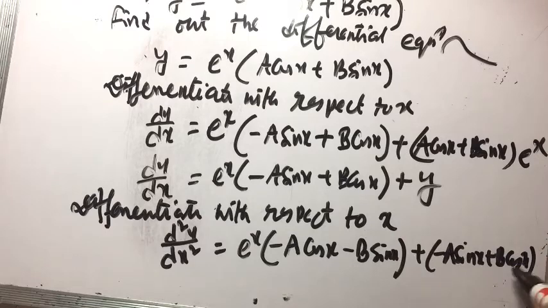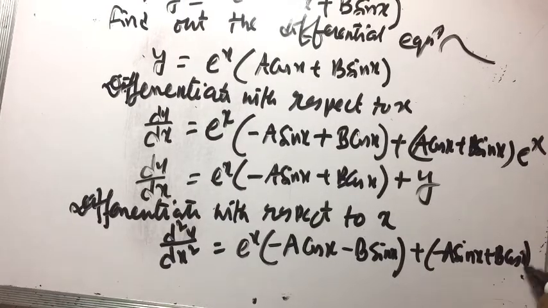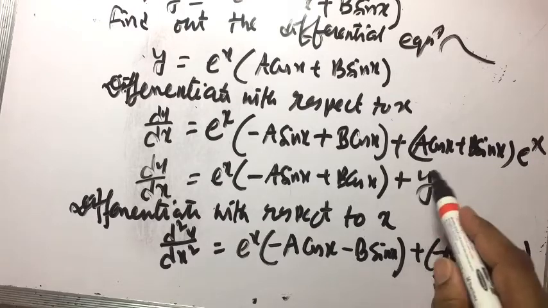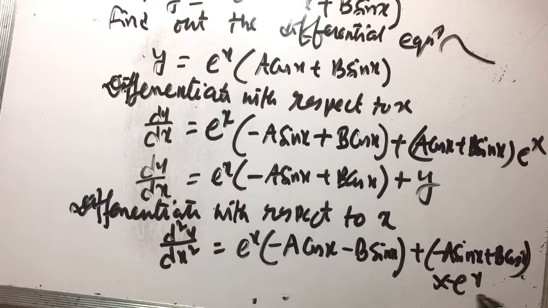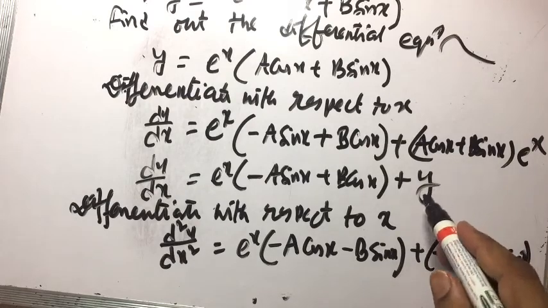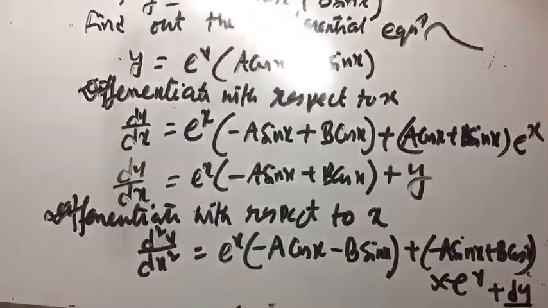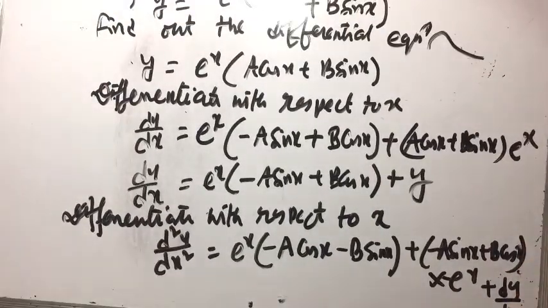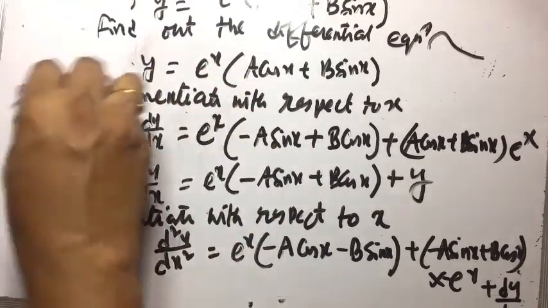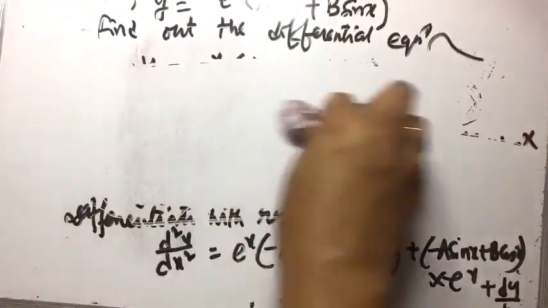Into e to the power x differentiate, that means e to the power x. When you perform it, this is e to the power x into e to the power x, and y, this is equal to dy by dx. Differentiate of y is dy by dx. So now we have to perform the elimination.